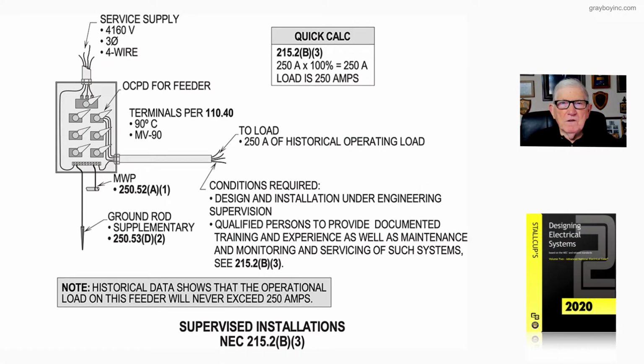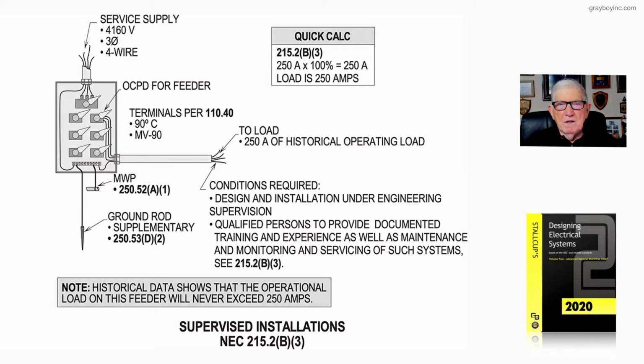Now let's look at figure 17-18 that comes out of Stallcup's Electrical Design Book, Volume 2, Supervised Installations, 215.2(B)(3). Now the definition of a supervised location can be found in 240.2 in the NEC. But let's review the quick calc and the illustration.